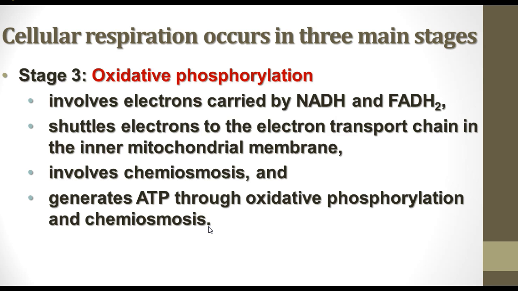And this is going to involve the electrons that are carried from those two molecules, NADH and FADH2, which are going to shuttle the electrons to the electron transport chain and use a process called chemiosmosis to generate ATP. Oxidative phosphorylation means we're using oxygen to add a phosphate to a molecule, and the phosphate is going to be added to ADP to make ATP, and that's the source of our energy.